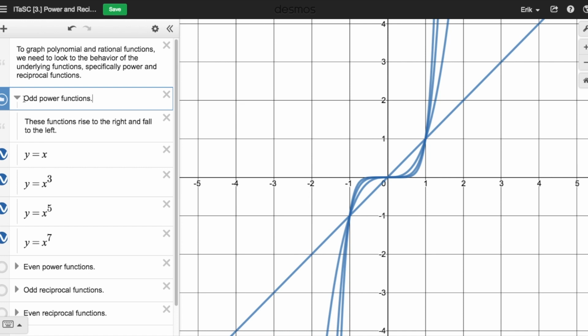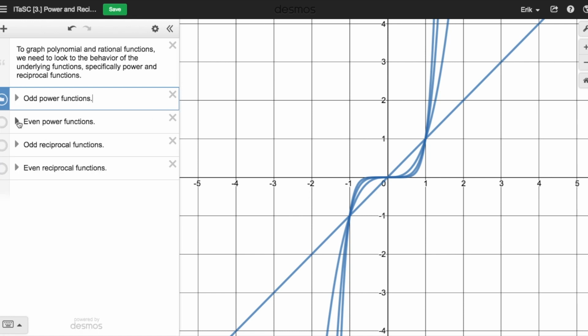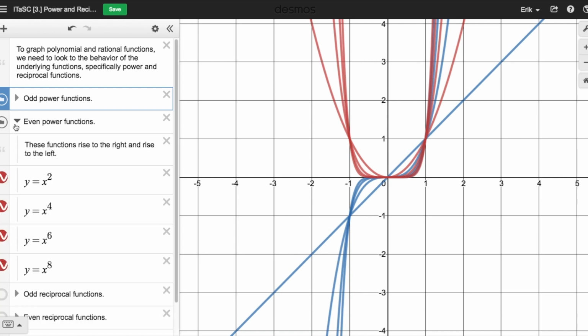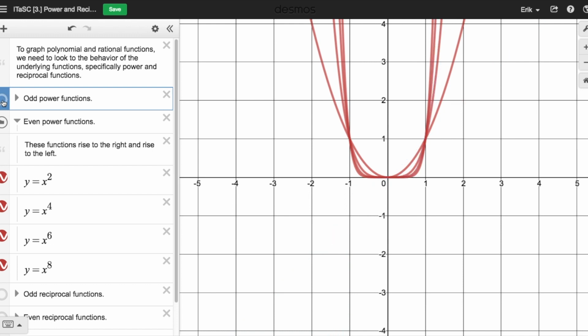Now, those are the odd power functions. If we consider the even power functions, I'll throw them on the same screen as the odd ones. So we can see in red, the even power functions have a very different behavior. In this case, they're rising to the right and the left. We have a U-shaped curve instead of an S-shaped curve. And I'll take away the odd power functions so we can see them more clearly.